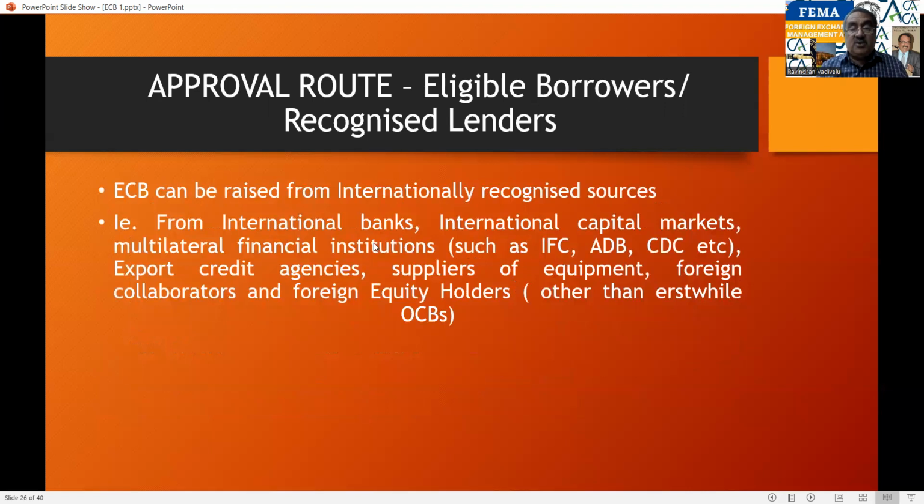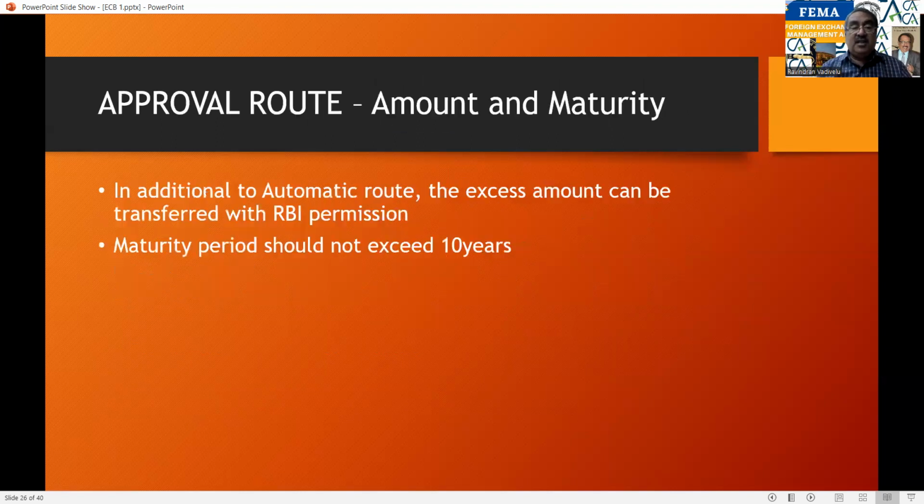And ECB can also be raised from the eligible borrowers and recognized lenders under approval, that is ECB can be raised from recognized sources. What are the internationally recognized sources? It is from international bank, international capital markets, multilateral financial institutions such as IFC, ADB, CDC, etc., export credit agencies, supplier of equipment, foreign collaborators, and foreign equity holders other than OCBs. So this you can see even from the automatic route. So just like that in automatic route, eligible borrowers are also there in the approval list.